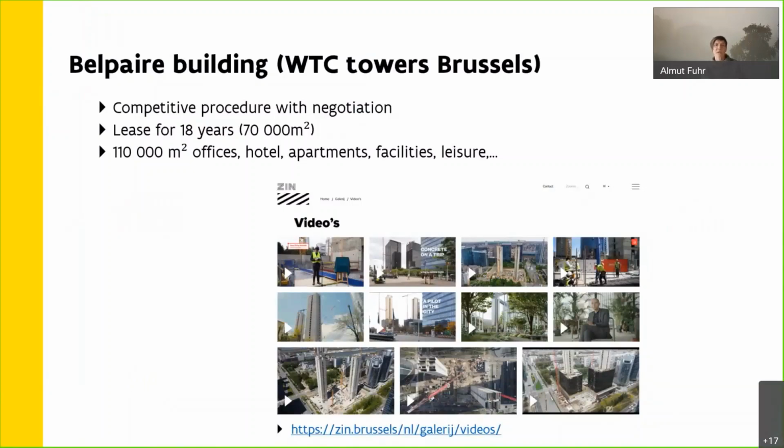It was a competitive procedure with negotiation. We are going to lease it for 18 years. We are going to lease 70,000 square meters, but the whole building is in total 110,000 square meters. Of offices, there's a hotel, there are apartments, there are other facilities, there's leisure. I'm not talking too much about the building itself, but I put a link in the presentation to a site where you can find certain videos and texts and graphs and photos about all the different aspects of the building.